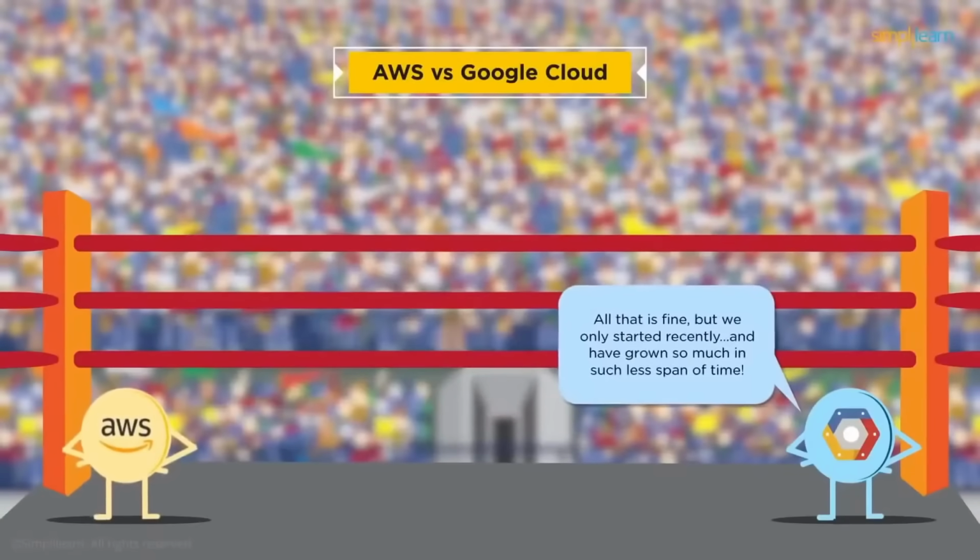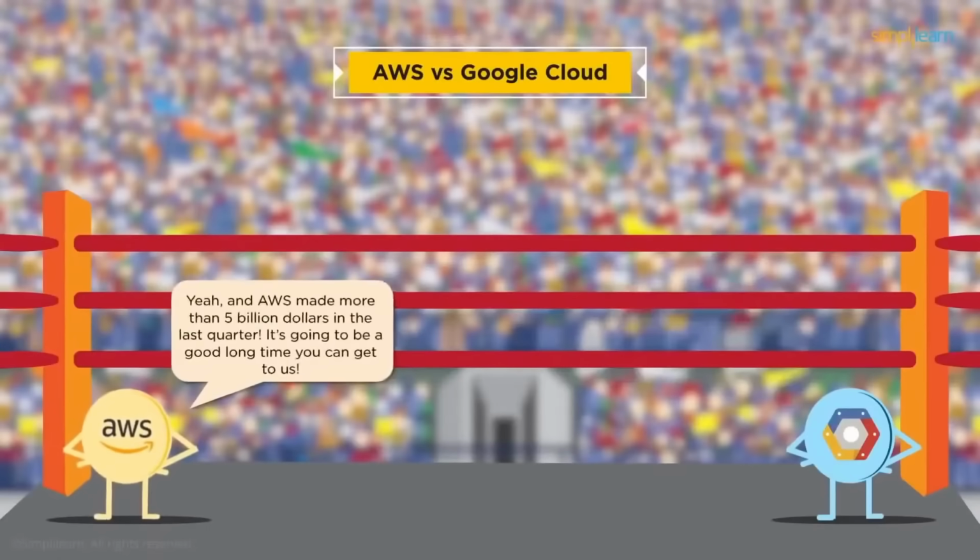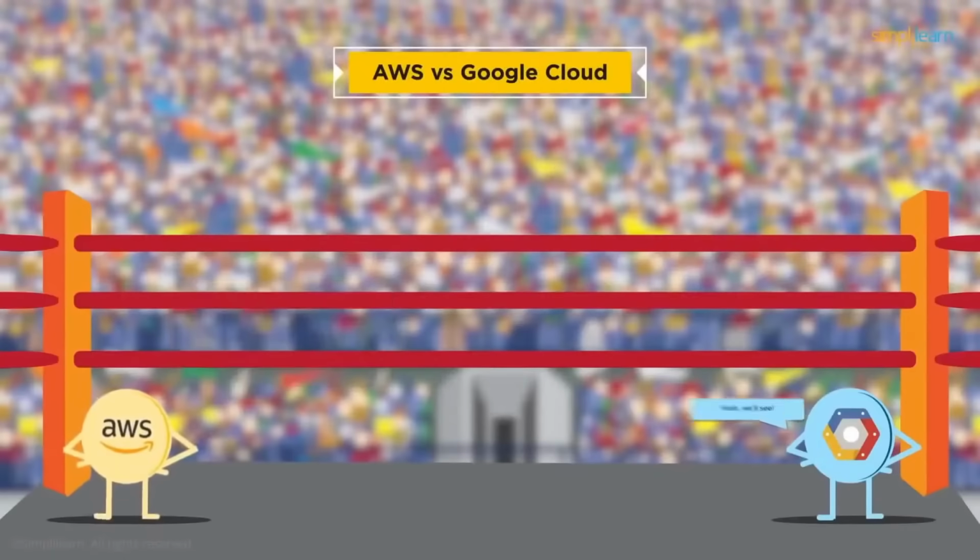Wait. All that is fine, but we only started a few years back and have already grown so much in such a less span of time. Haven't you heard the latest news? Our revenue is already $1 billion per quarter. Wait for a few more years and the world shall see. And AWS makes $5.3 billion per quarter. It's going to take a good long time before you can even get close to us. Yes, we'll see. Now, let's compare a few things.